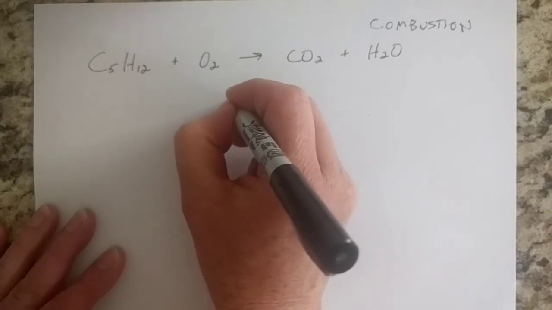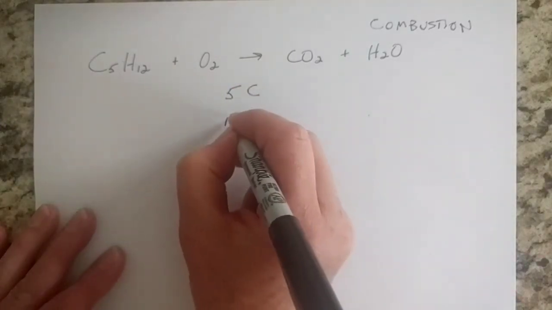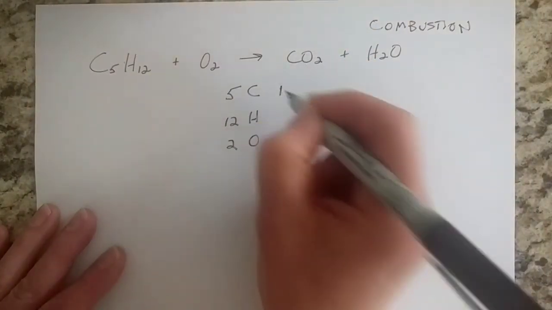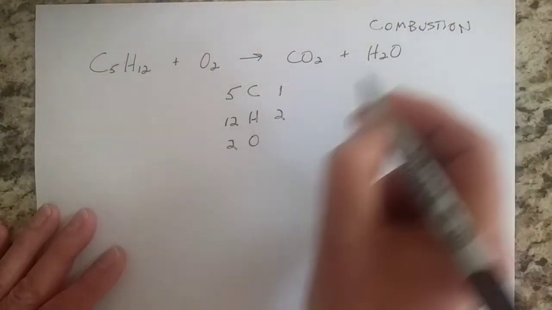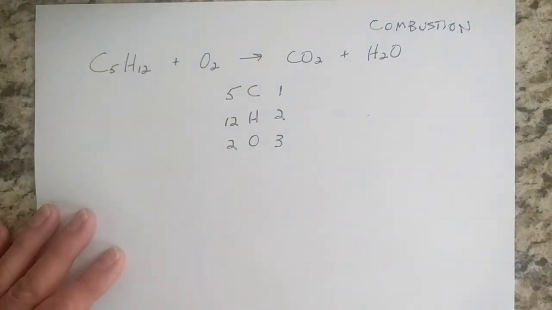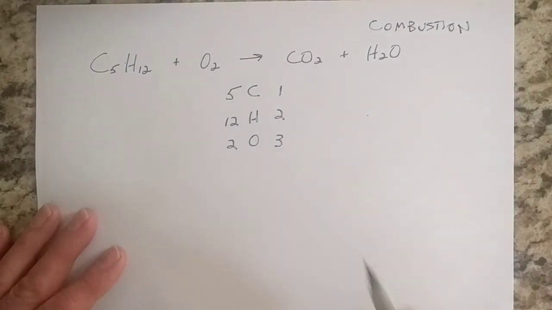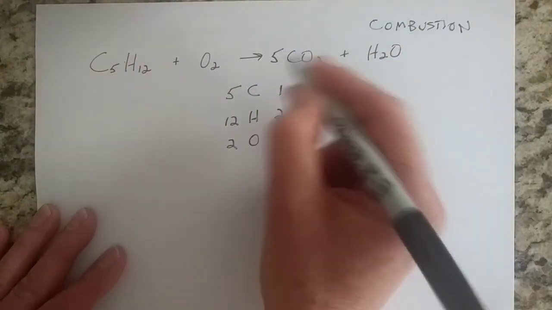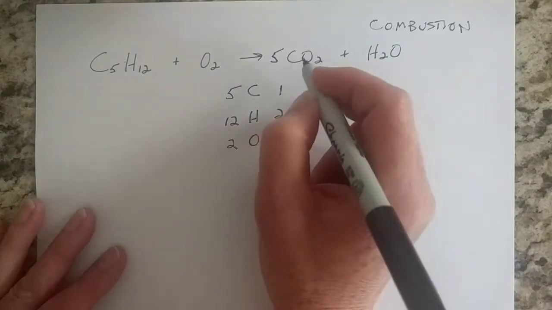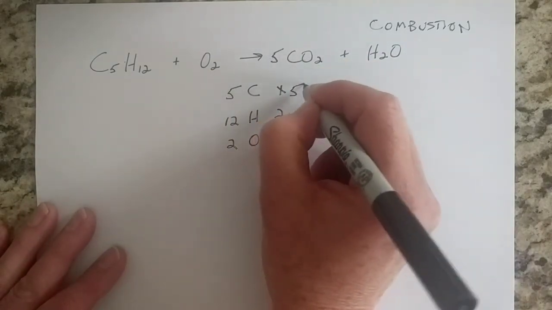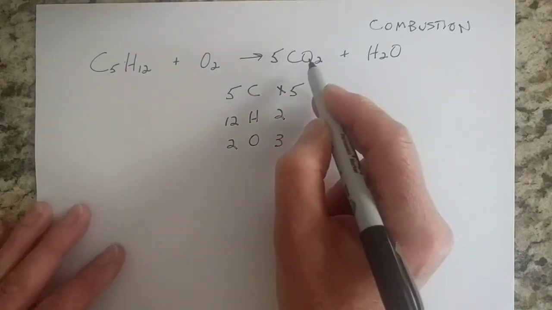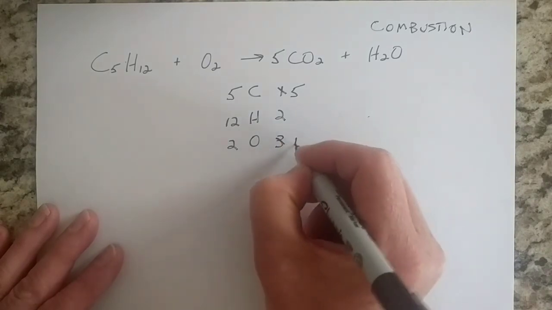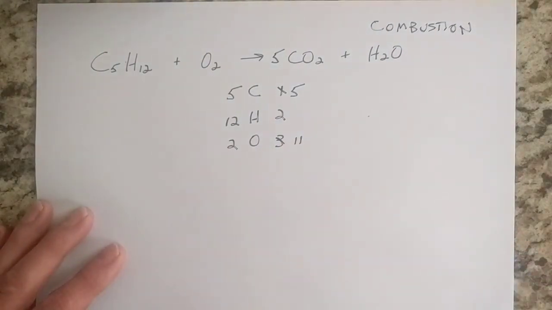So on the left, we have 5 carbon, 12 hydrogen, and 2 oxygen. On the right, 1 carbon, 2 hydrogen, 2 plus 1 is 3 oxygen. So we're going to do carbon first. So carbon, we need a 5, put in our coefficient of 5 and update all the atoms affected. So we have a 5 for carbon, and now we have to update the oxygen. So 5 times 2 is 10, plus 1, we have 11 oxygens on the right.